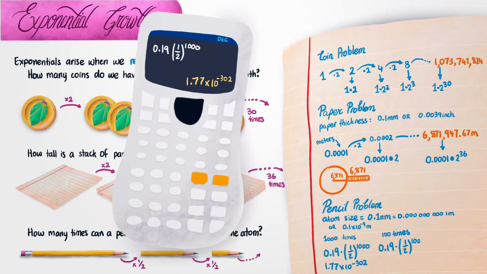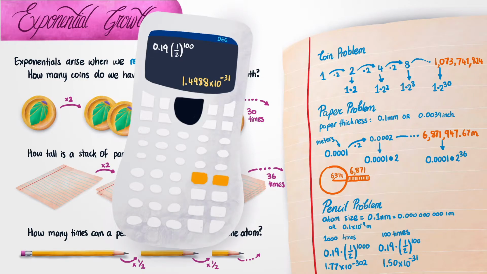Well, into the calculator this goes. This time, the value we get is approximately 1.5 times 10 to the minus 31 meters. Now that is also way smaller than the size of an atom. The size of an atom is 10 to the minus 9, and this actually has 30 zeros before we get to that 1. So we can't even cut a pencil in half 100 times. 100 times and it's already way smaller than the size of a single atom.